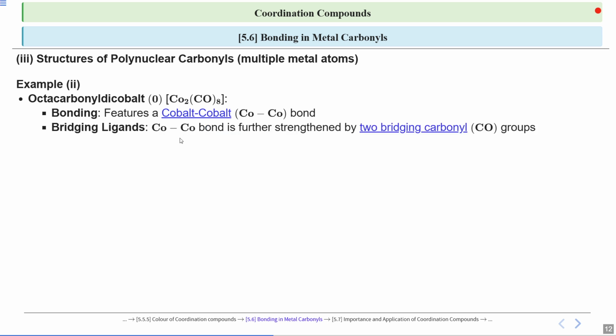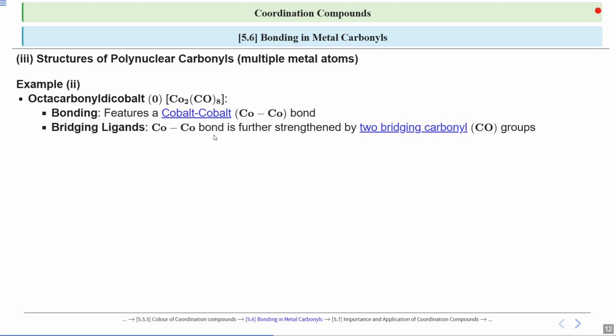Bridging ligands. The cobalt-cobalt bond is further strengthened by the 2 bridging carbonyl groups. You will understand this after seeing the diagram, of the cobalt-cobalt bond which is forming. So there is a cobalt-cobalt bond, but that is not direct. It is further strengthened by the 2 bridging carbonyl groups. That means between the cobalt and the cobalt, we have one attached carbonyl group which is going to give strength to this cobalt-cobalt bonding.